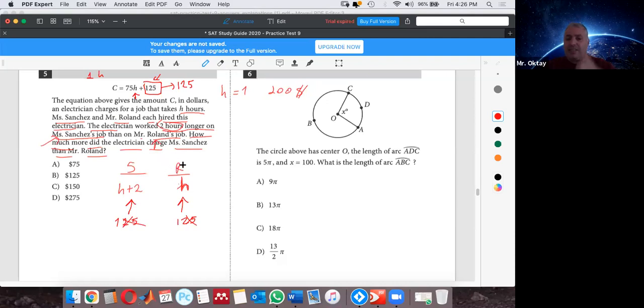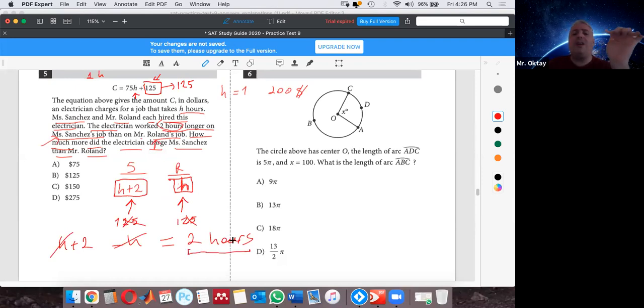What is creating the difference? How many hours they work. So this is H for Mr. Roland, and this is H plus 2 hours. So how many hours extra is she working? H plus 2 minus H, which is just 2 hours. Am I right? If there's any mistake, please tell me. The logic we are talking about. So the electrician worked 2 hours extra.